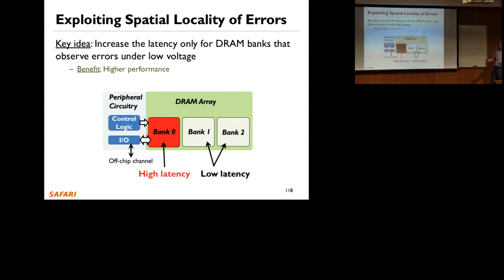Okay, so the next idea is to exploit the spatial locality of errors that I've shown you. Increase the latency only for those DRAM banks that observe errors under low voltage. The benefit is, of course, when you're accessing these other banks, you can access with low latency and low voltage, but only these banks that are affected by low voltage in a bad way, you access them with high latency. So that's the idea.